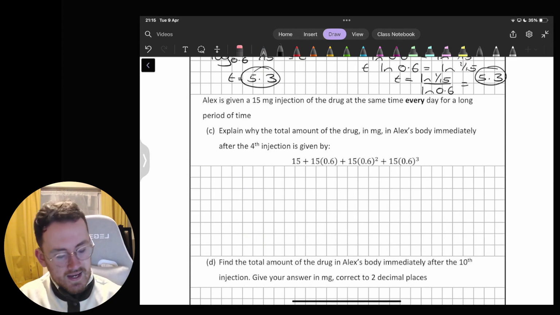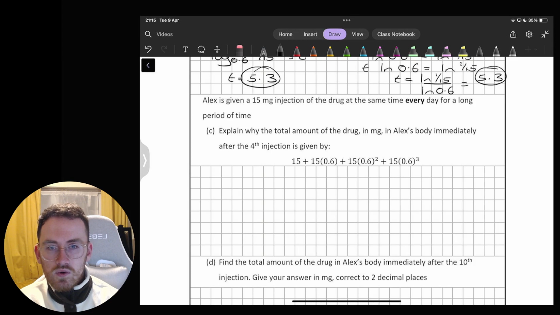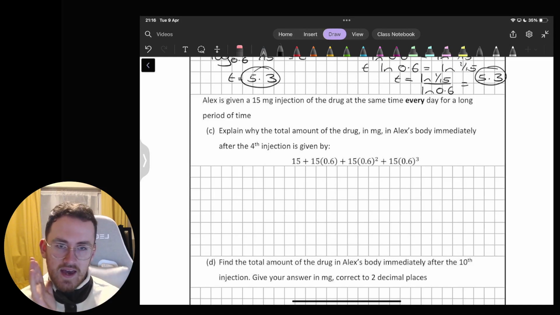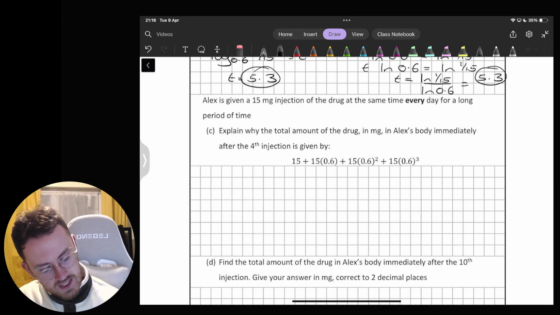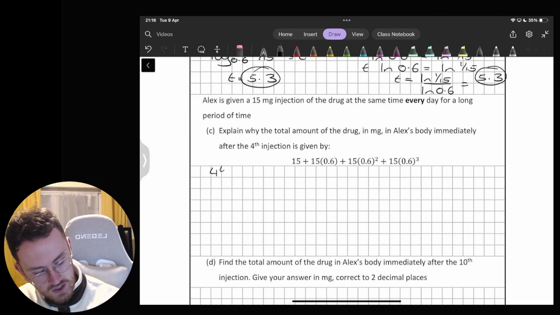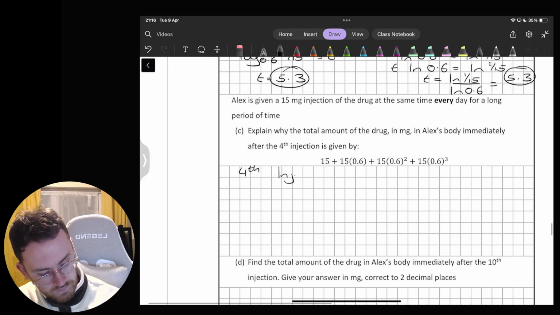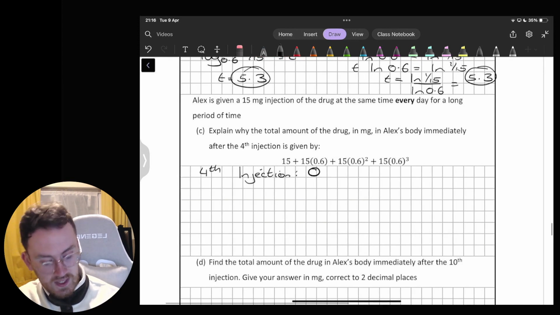So let's look at how many injections he's gotten. He's gotten 4 injections at the same time every day, across 4 days. They want to know how much is in his body at the time he gets the 4th injection. So at this initial time, this 4th injection that he got is today. So that has a time of 0.